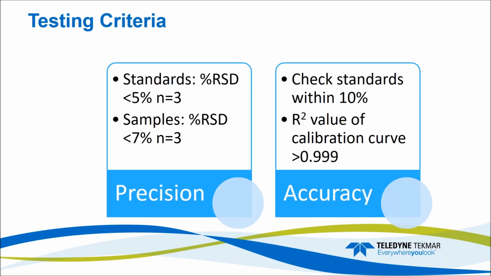Okay, so these were the internal testing criteria we used. We wanted to make sure all our standards, including calibration and check standards, were less than 5% relative standard deviation, and everything was run in triplicate. Our samples should be less than 7%. I'll explain a little bit more later why I didn't pick 5% for that. And again, we ran it in triplicate. So those are my precision criteria. And then for accuracy, I wanted my check standards to be within 10% of the actual value. And for the R-squared value of the calibration curve, I wanted to see at least 3 nines. Some SOPs say 0.995, some say 3 nines. Again, I was trying to look for very accurate results, so I went with 3 nines.